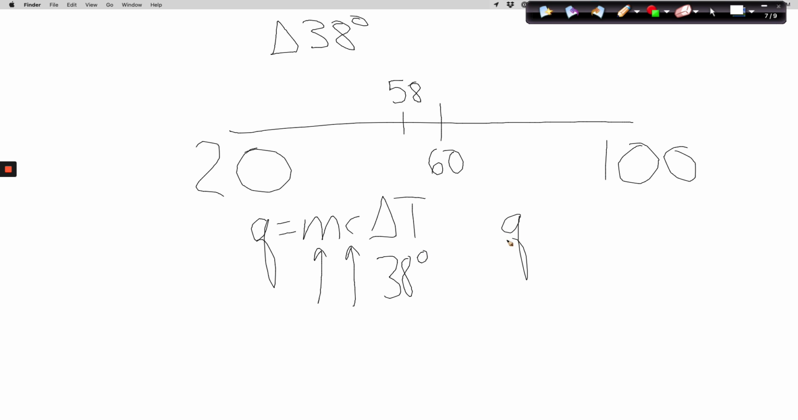Then you're going to do it again. Q is equal to MC delta T. M is the mass of the hot water. C is the specific heat of the hot water. Guys, what's delta T?